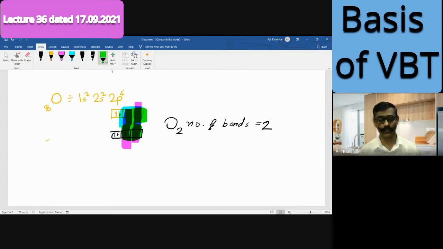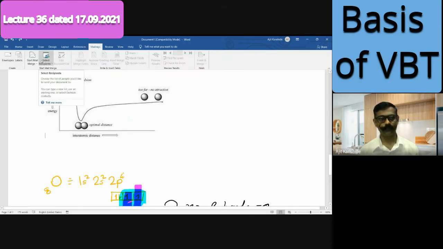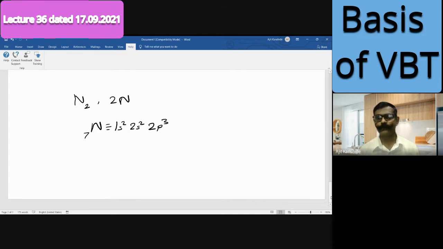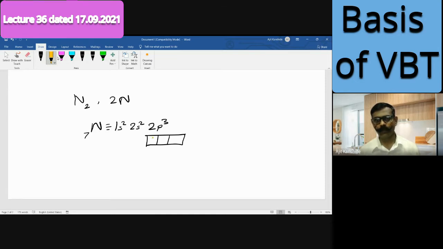bonds are established. Similarly, I will give one more example. Say nitrogen, N2, formed by 2 nitrogen atoms. What's the atomic number of nitrogen? 7. So what's the electronic configuration? 1s2, 2s2, 2p3. Let me represent that electronic configuration in terms of a block diagram. I am representing only the last subshell, 2p. So 3 electrons are there. How can I represent those 3 electrons? First electron, second electron, and third electron.